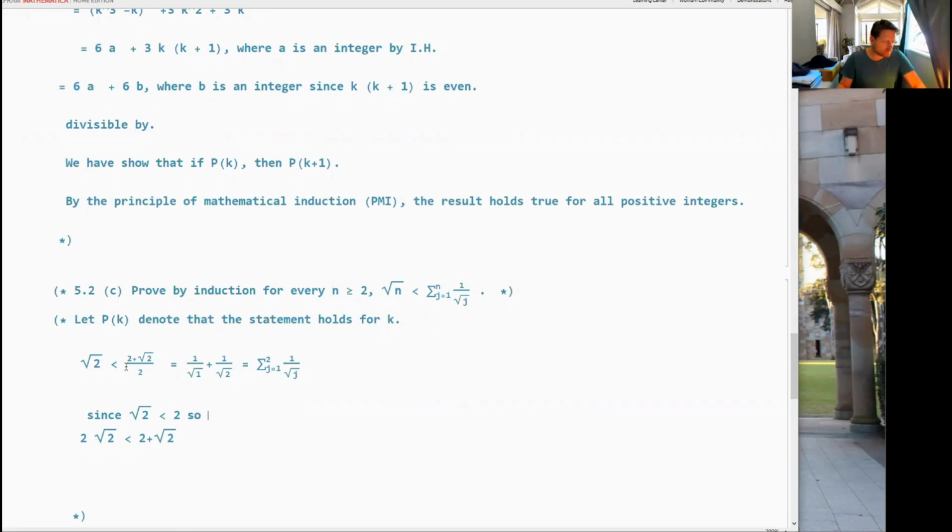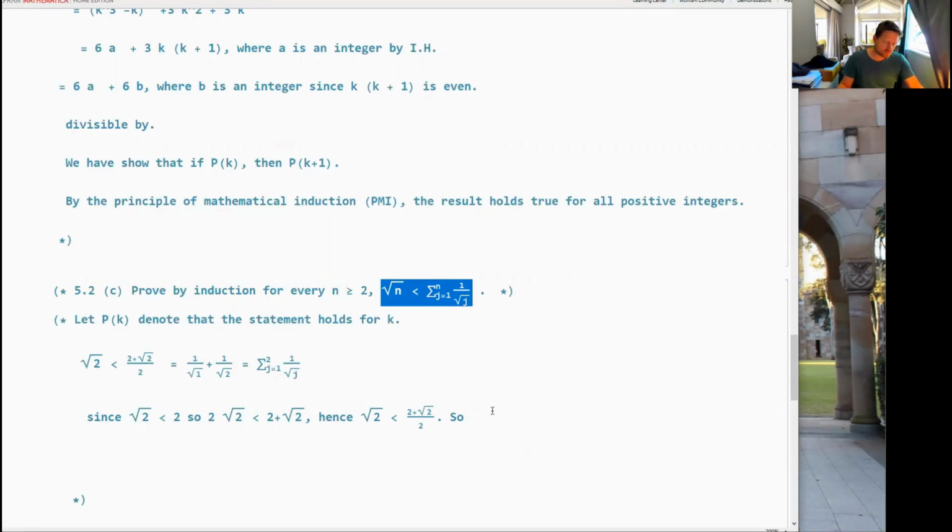So we have the next line, this one, hence we have this inequality, okay? So the conclusion of that is that the statement holds for n equal to 2. So we can say P of 2. Okay, any questions?